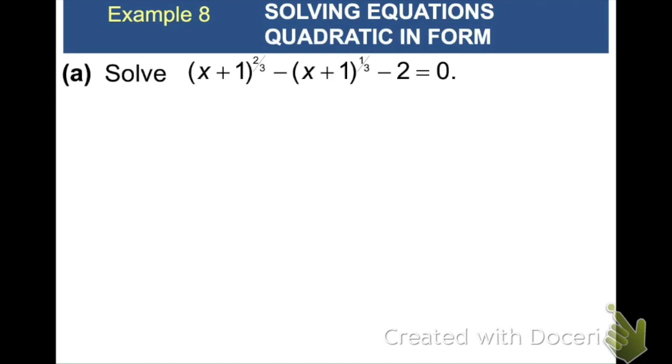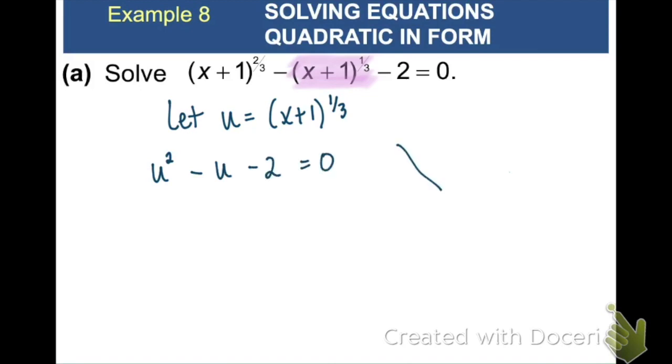The first thing I need to do is figure out what I'm going to set U equal to. I always just want to set it equal to whatever this middle term is, because I want it to be U squared plus or minus something with U and then minus 2. So whatever this middle term here is what I'm going to set U equal to. So let U equal x plus 1 to the 1/3. Now you'll notice my exponent on the first term, the x plus 1 to the 2/3, is 2/3 here. Well, once I replace this with U, it's just going to be U squared. So that's where we keep that 2 there.